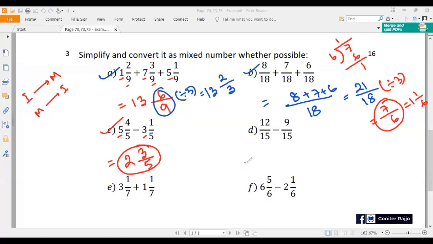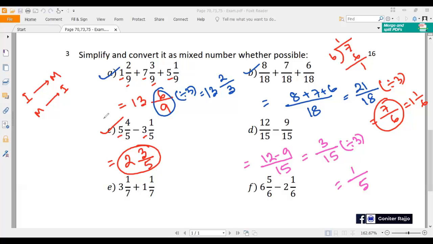Now number D. Number D is 12 by 15 minus 9 by 15. Look, both fractions are like fractions. So we will just subtract the numerators. 12 minus 9 will be 3. So 3 divided by 15. Now we can divide both numerator and denominator by 3. Then 3 divided by 3 is 1, and 15 divided by 3 is 5. So 1 by 5 will be the final answer of number D.